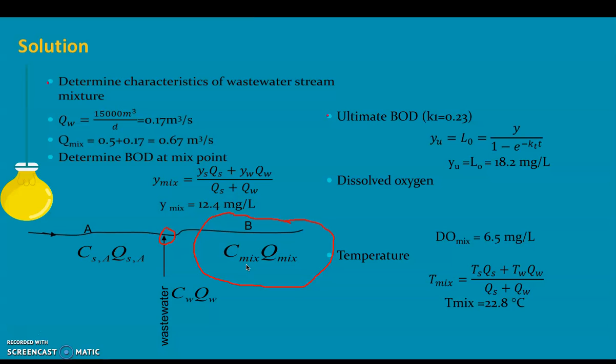So first you need to convert this 15,000 meter cube per day to meter cube per second, and then total up is the sum of the flow rate. Okay, so you will get 0.67 meter cube per second for the Q mix here. Whereas to determine the BOD at the mix point, this is given in equation 3.1. You can refer to equation 3.1 from your textbook.